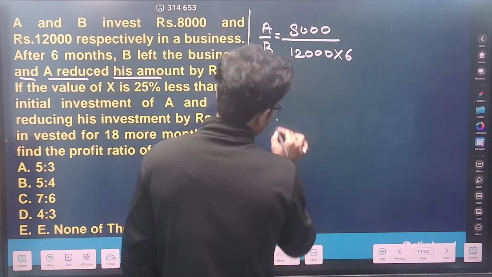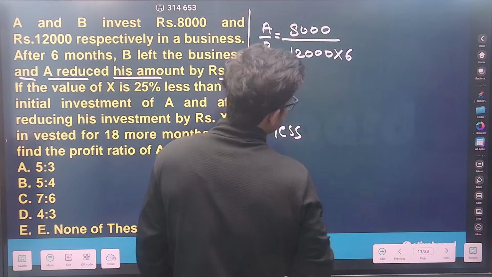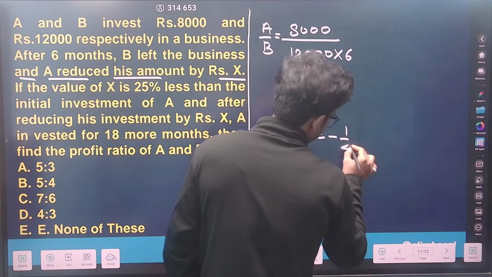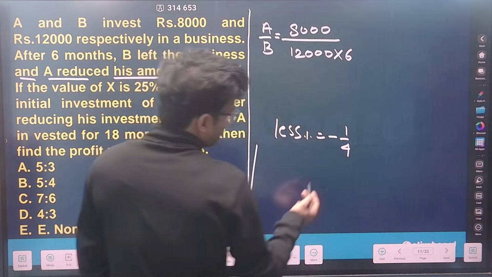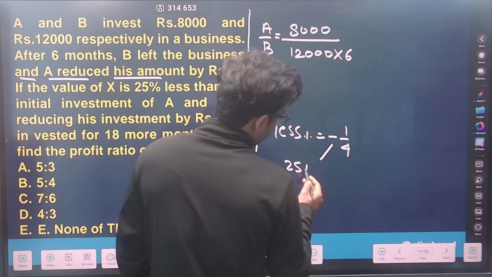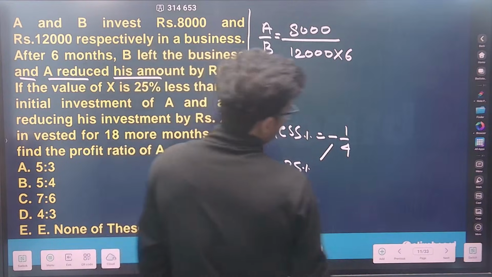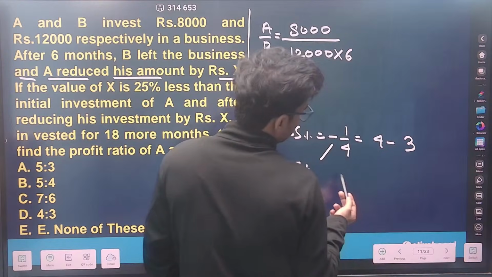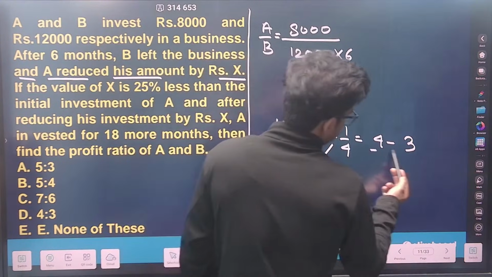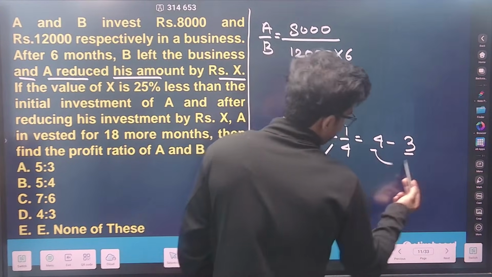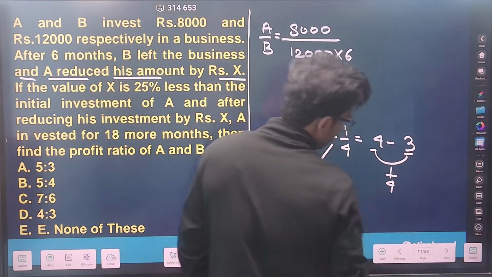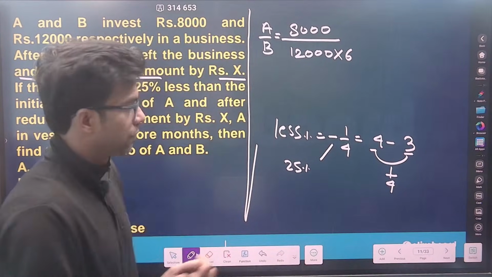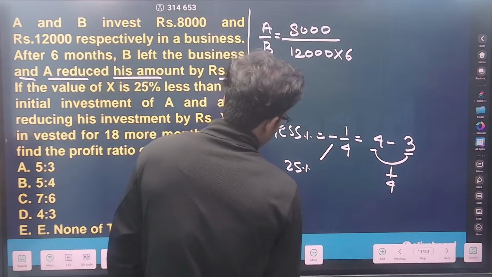So guys, I've told you many times the concept of less percentage, which is negative sign. Minus 1 by 4. I hope everybody knows that 25% less is basically minus 1 by 4. Means the value was 4, now becomes 3, correct? You can see that in the ratio format, when 4 becomes 3, this is 25% less. This is 1 less on 4, correct? So 25% less means the value becomes 3 by 4, correct?